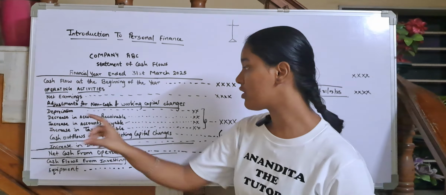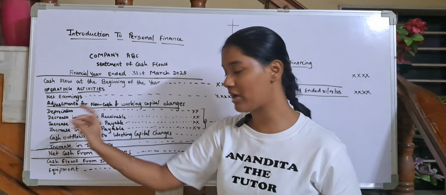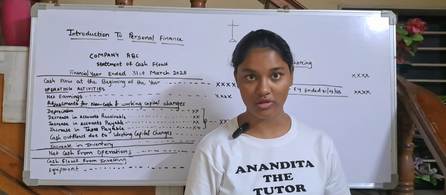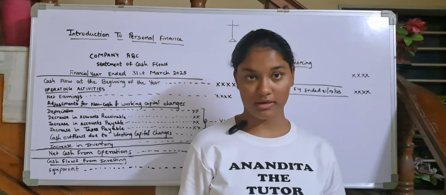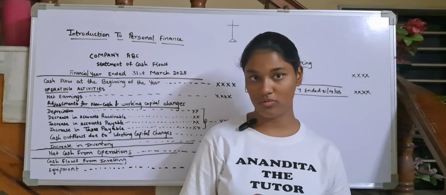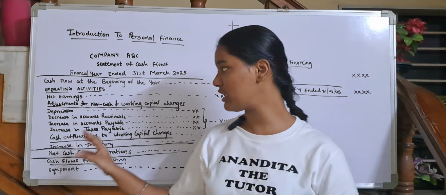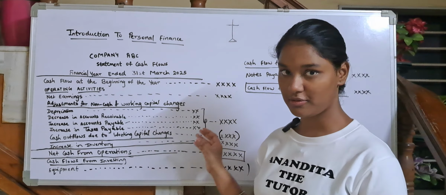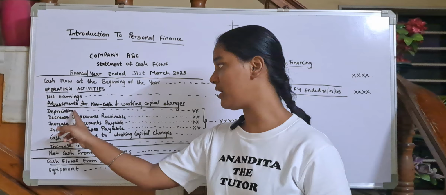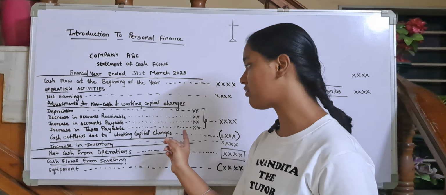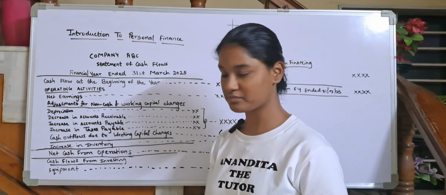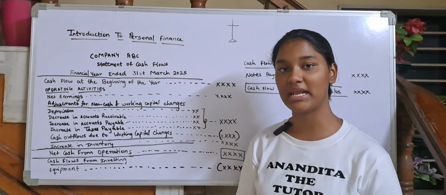First of all, these are non-cash transactions. What we have learned is that when we have non-cash transactions, we subtract the inflows and add the outflows. These are outflows, that's why we have added them, outflows which are non-cash in nature: depreciation, decrease in accounts receivable, increase in accounts payable, increase in taxes payable. Your money is not directly included.